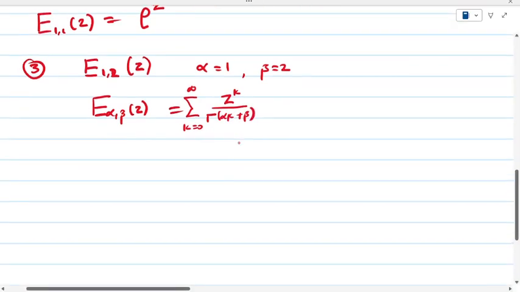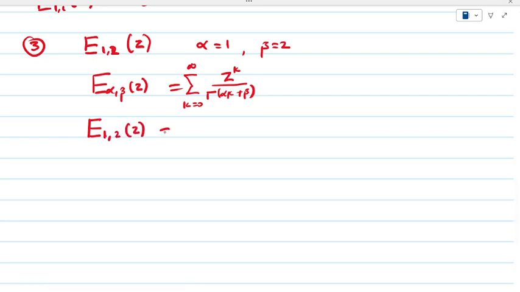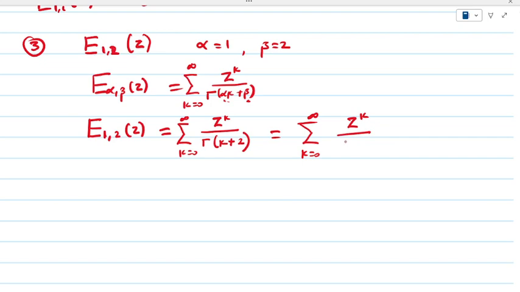So substituting our alpha equals 1 and our beta equals 2, we have E_{1,2}(z) equals the summation k equals 0 to infinity of z to the power k over gamma of k plus 2. That is beta equals 2, alpha equals 1, and 1 times k. If we take this back to the factorial function, we have z to the power k over (k plus 1) factorial.